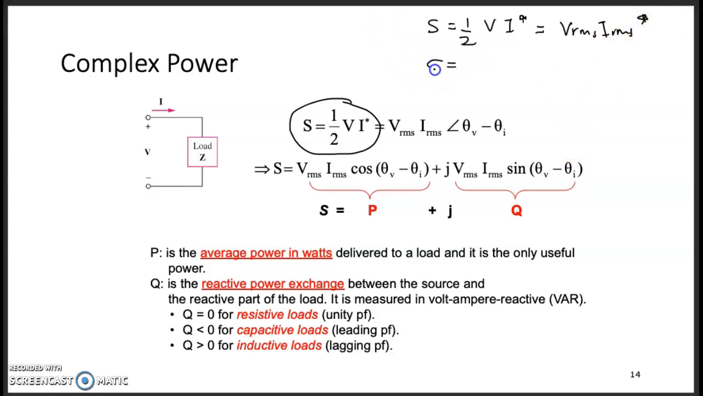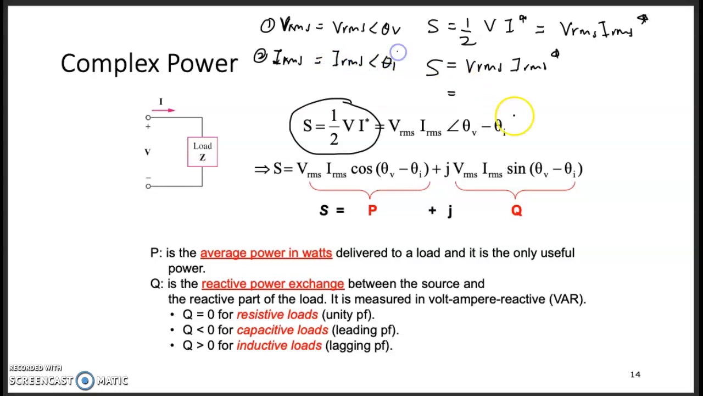Okay, from the VRMS IRMS conjugate, you need to change this phasor to the polar form. Number one, you know that the bold V, VRMS, is equal to VRMS angle delta V. Number two, the bold I, IRMS, is equal to the amplitude and the angle of the current. So if you multiply, you just take out VRMS IRMS.